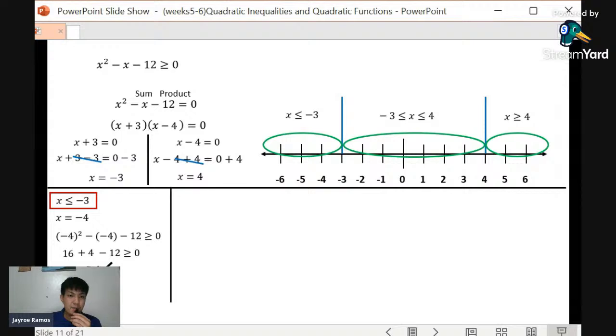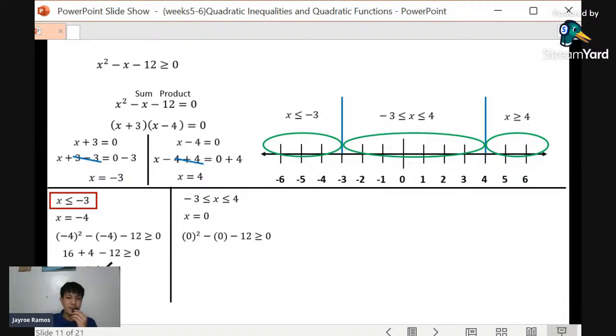So try naman natin yung pangalawa. So x greater than negative 3 but less than or equal to 4. So kung mapapansin nyo, dun sa number line, pasok dyan yung 0, tama? Nasa pagitan yung 0. So sabi ko nga, kung pwedeng i-assign ang 0, i-assign na agad. So we can assign 0 here, no? So x is equal to 0. And then replace the value. So 0 squared minus 0 minus 12 is greater than or equal to 0.